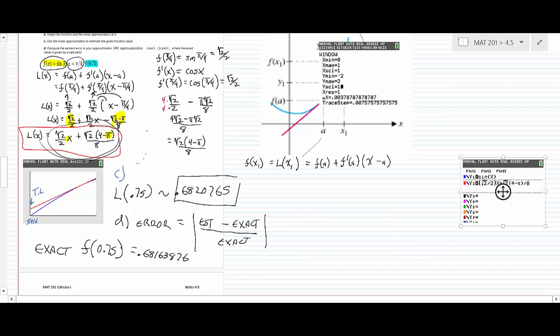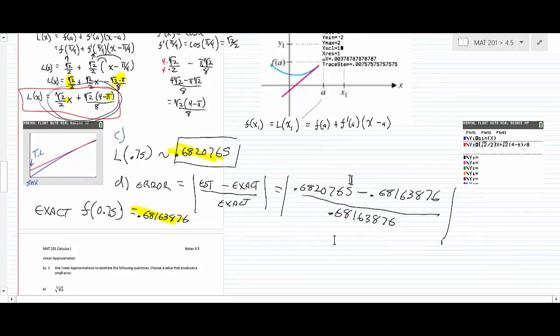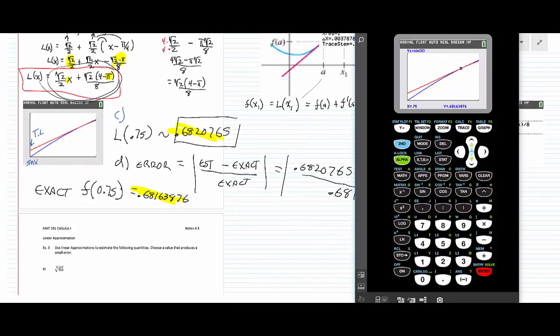Notice that these things were pretty close to each other, so it looks like we got a pretty good approximation of the function value. So the estimate was 0.68, the first one we got from the linear approximation. That's 0.6820765. The exact is what I just traced out. That's 0.68163876. I would use all the decimals that come out on the calculator, and then compare that to the exact. Do that on your calculator, then change it to a percent. That's what you've got to do to complete the problem.